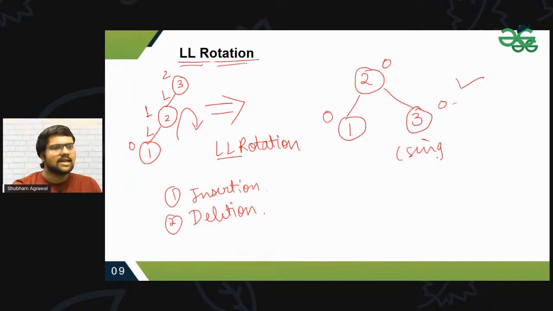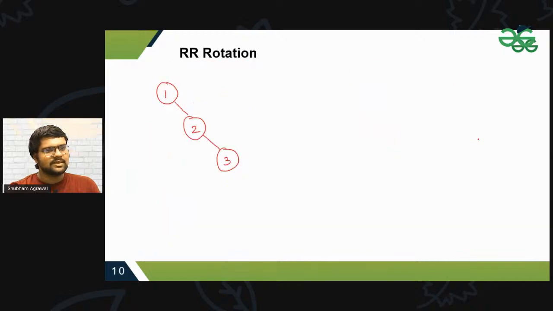Now let's see RR rotation. So here in this BST, we have 1, 2, 3, and here the balance factor of 3 is 0, balance factor of 2 is -1, and balance factor of 1 is -2, because right subtree height is 2 and left subtree height is 0, so it is -2. Okay. Now here it is unbalanced because of the right side. So here it is RR.